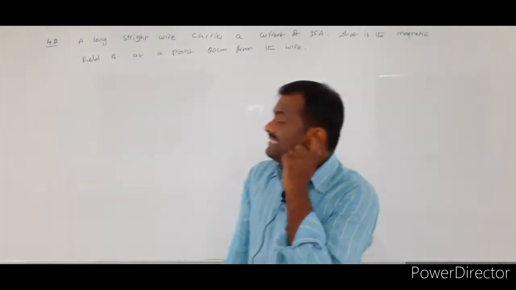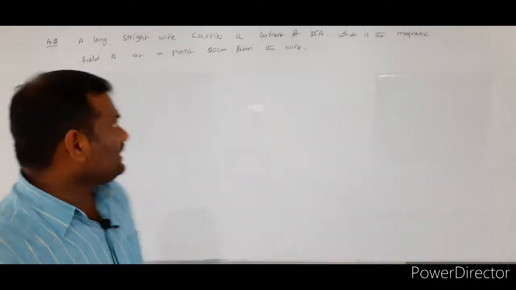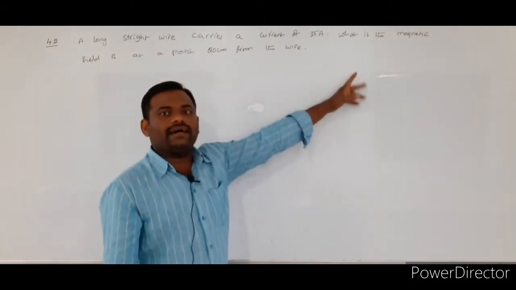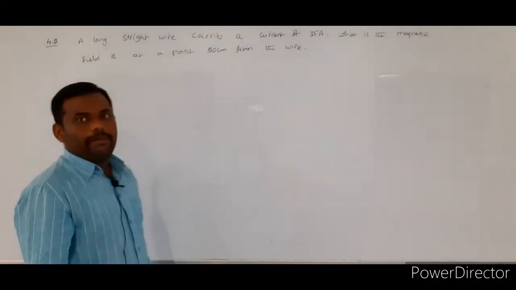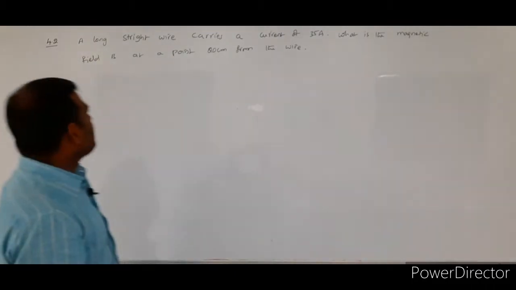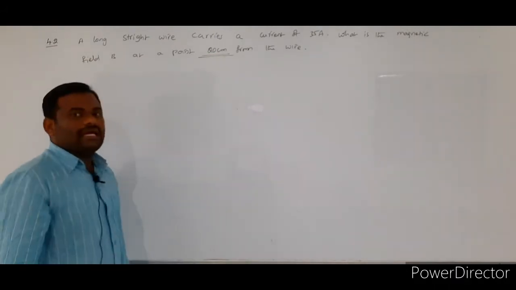Now coming to the second numerical. In this second numerical, they give a long straight wire which carries a current of 35 amperes. Then what is the magnetic field intensity at a point 20 centimeter from the given wire?